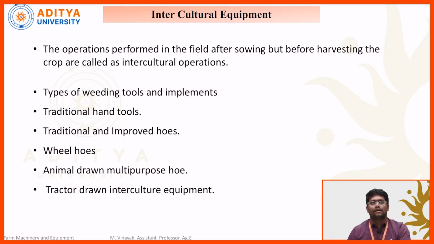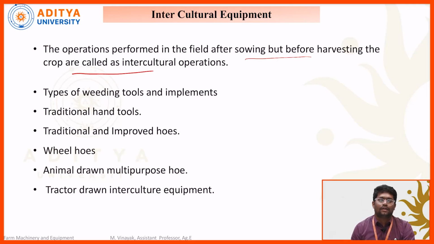Next one is the intercultural equipment. Up to now we have seen the sprayers as well as dusters. Intercultural equipment is also very important for maximizing the production of the plants. Whatever operation is performed in the field after sowing but before harvesting is considered an intercultural operation. Even spraying, dusting as well as weeding come under intercultural operations.